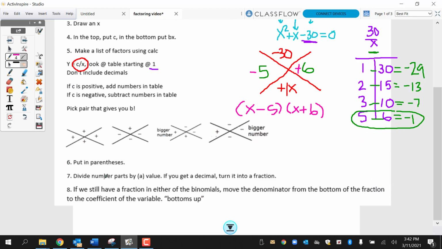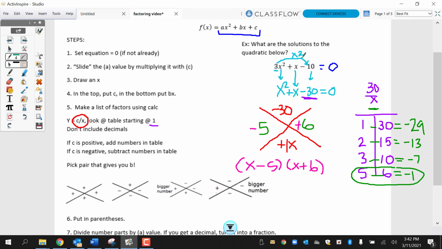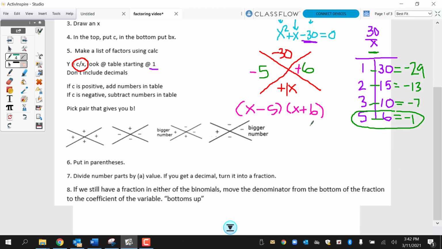So what are we going to do? We're going to divide our number parts. That means the negative 5 and the 6. We're going to divide that by A, by what we multiplied by at the beginning. So at the beginning, I multiplied by 3. So at the end, I'm going to divide by 3. Divide by 3. Okay? And we're going to type that in Desmos.